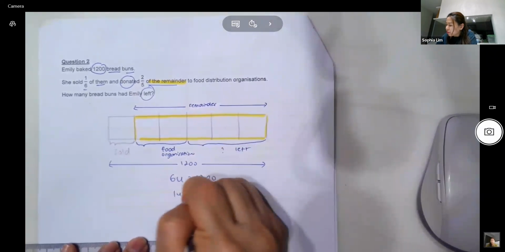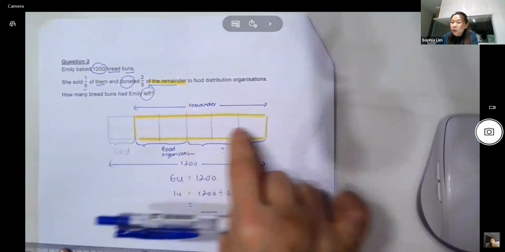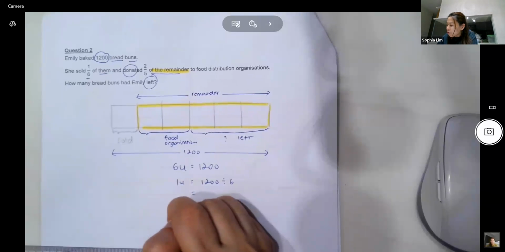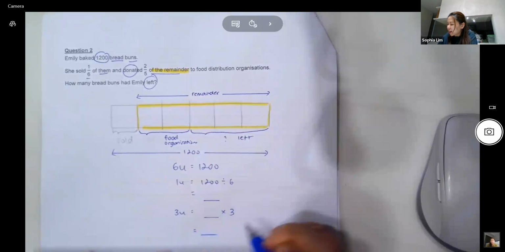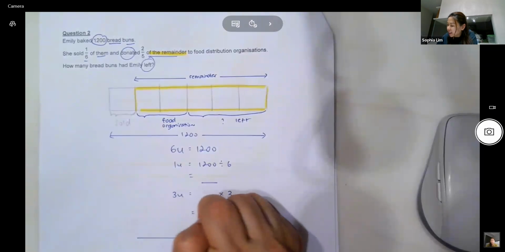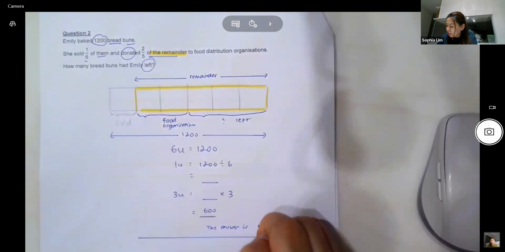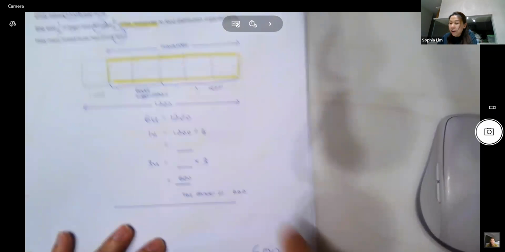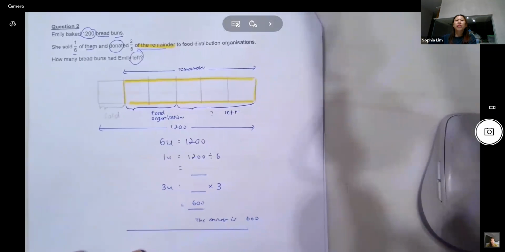1 unit is 1,200 divided by 6. And the question asks for what Emily has left, so you find 3 units, which is the answer. As you fill in the blank, you will find that the answer is 600. And you can write down the final statement and the answer itself. This is a warm-up. Still possible, so you draw your model. Let's take a look at question 3.